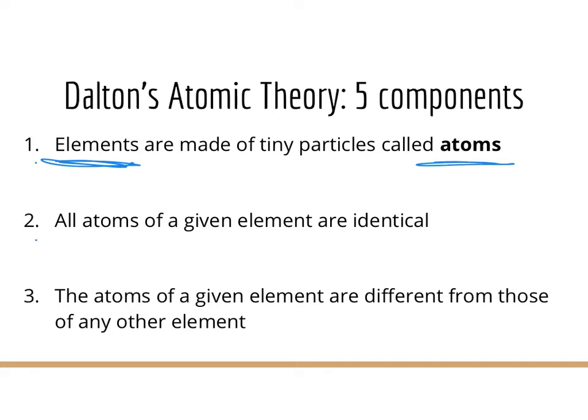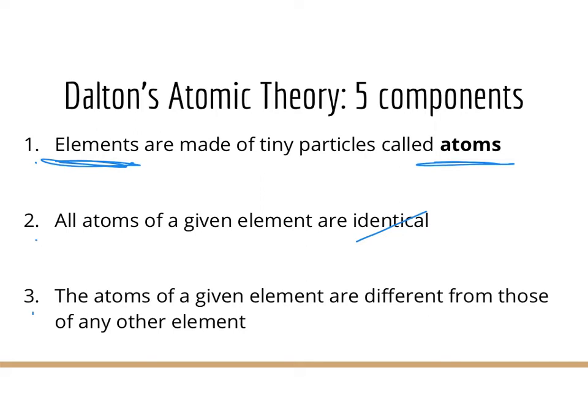Our second point here: all atoms of a given element are identical. So this is the one where it's a little bit off at this point. We know that they're not identical in all of their characteristics, but they're mostly the same. So all atoms of a given element are identical is what Dalton said. We know at this point that all atoms of a given element have the same properties and have other things that are the same about them. But they're not necessarily identical to one another.